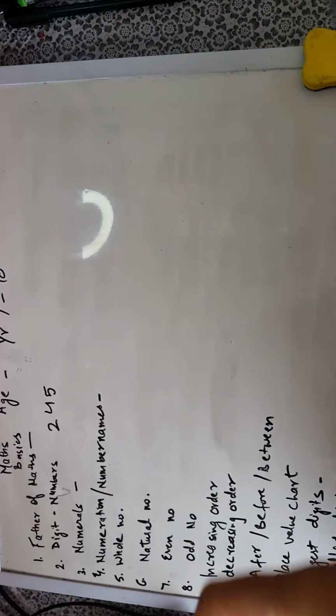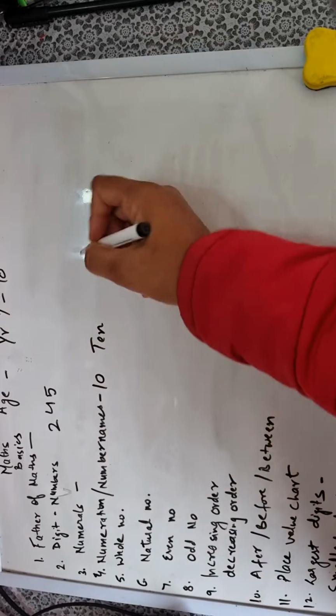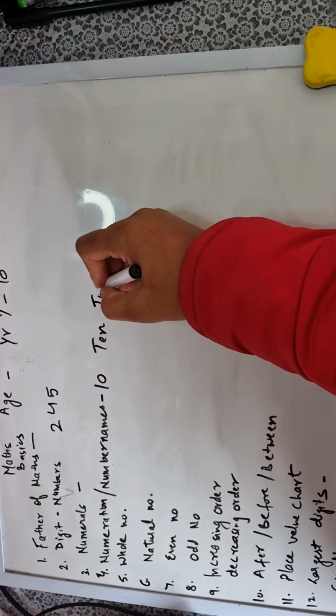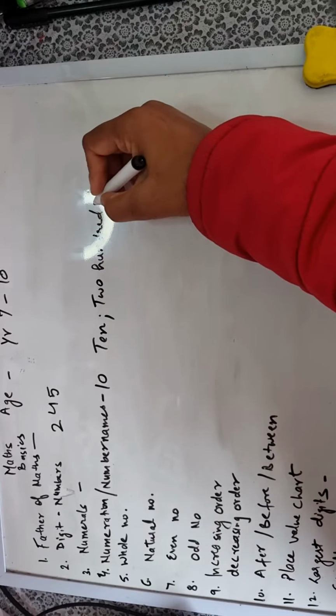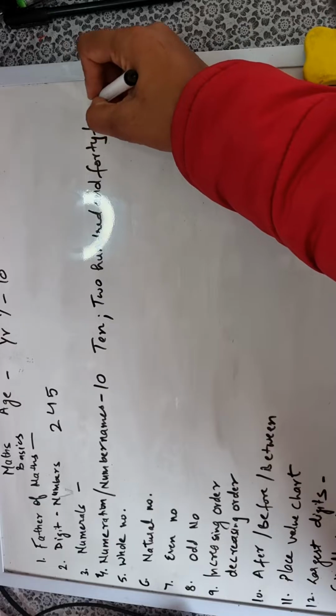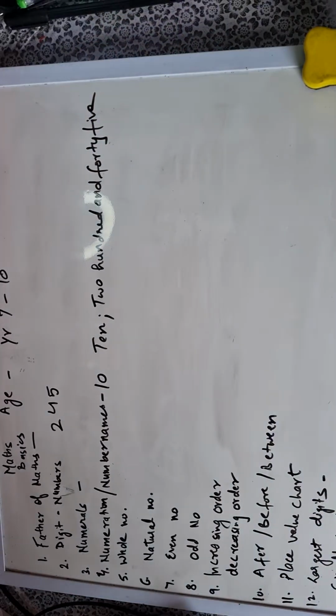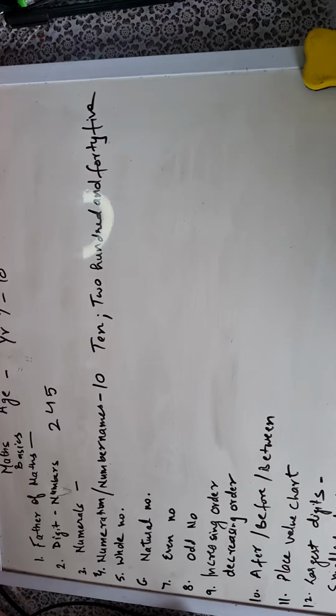What are number names or numerations? So if we are writing 10, we just write it 10, or if we are writing 245, that's how we just make kids understand these kinds of things in a better way.